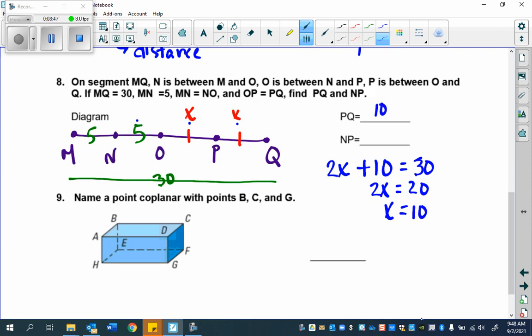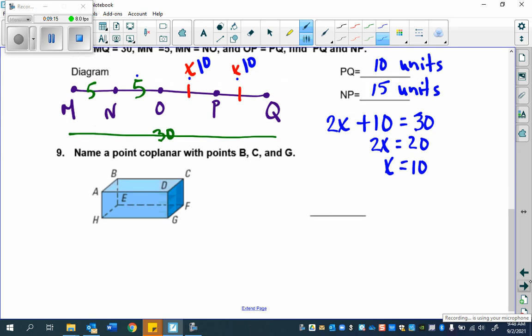Now when I go to find the distance from N to P, because this is 10 and this is 10, I know that from N to P is going to be 5 plus 10, so that's going to be worth 15. And we can put units in here. We don't know inches, centimeters, so we can fill that in. All right, let's take a look at the next one.